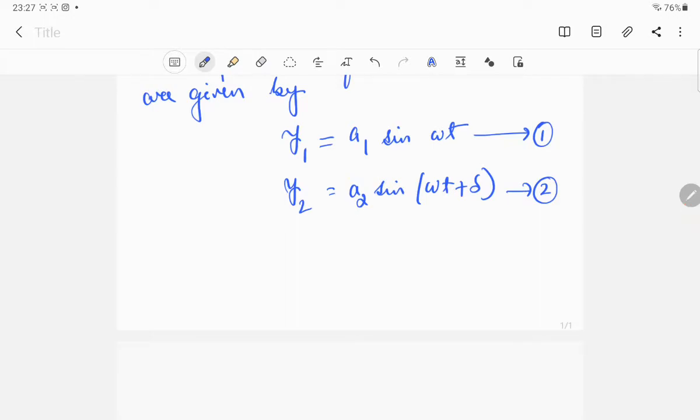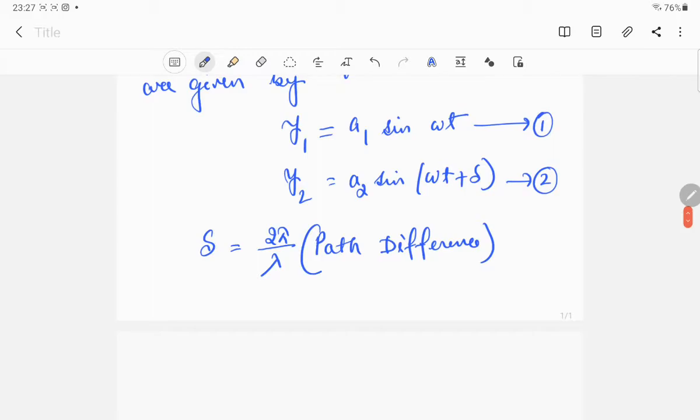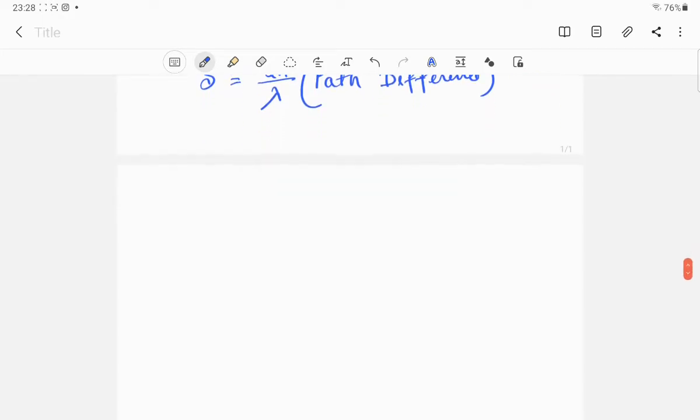We know that the phase difference delta is always written as twice pi by lambda into path difference. We should always remember this formula. This is also information we should get. Again, A1 and A2 are the amplitudes of the waves coming from S1 and S2 respectively. This note has already been provided in Google Classroom, so you can easily relate it to it.